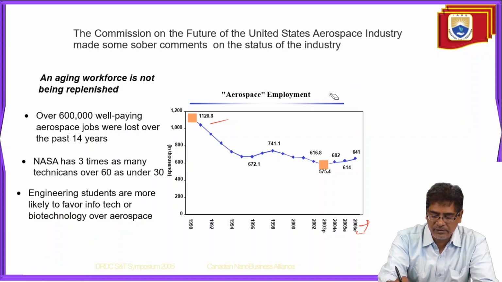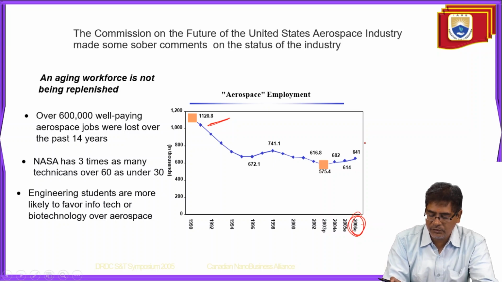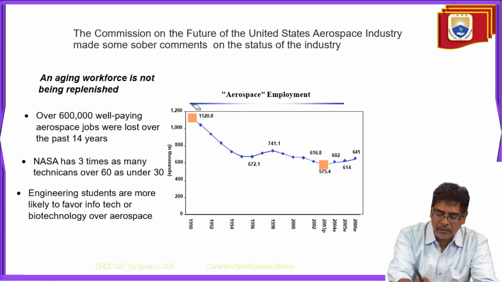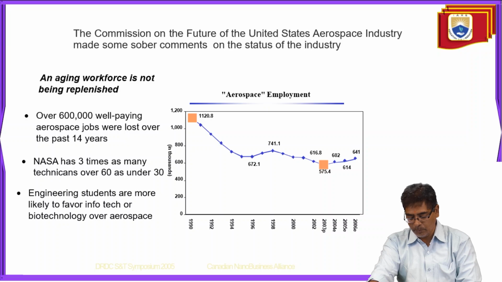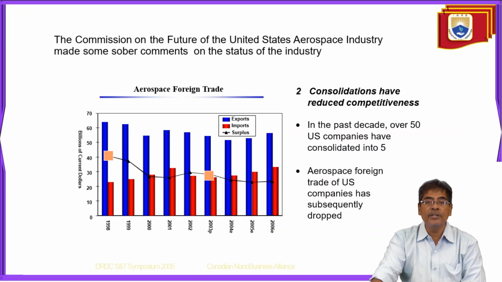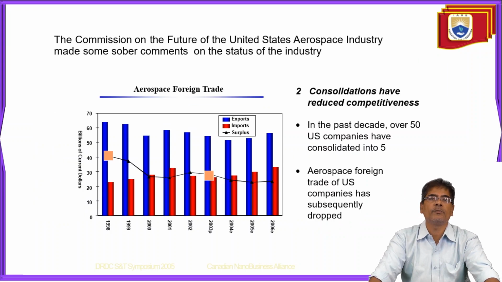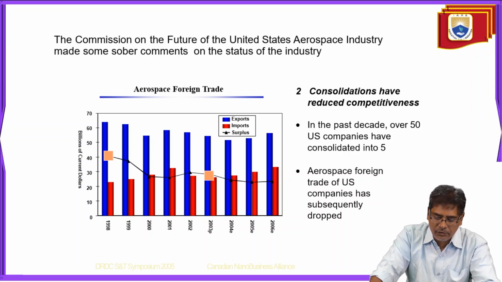So this is the aerospace employment. Earlier in the 1990s it was around 1,120.8, and by 2006 it is 641. Beyond that, there may be a chance of the aerospace employment decreasing further, right? The Commission on the Future of the United States Aerospace Industry also made some comments on the status of the industry. So this is the aerospace foreign trade.